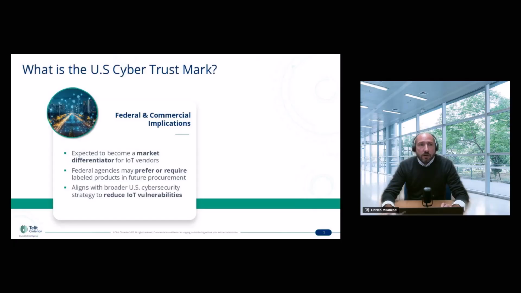The label includes a QR code that links to a registry with product-specific security information that can be accessed by the end buyers to provide transparency. After that, there is also post-market surveillance. So manufacturers, after that phase, can be subject to ongoing compliance checks and potential renewals to maintain the certification.